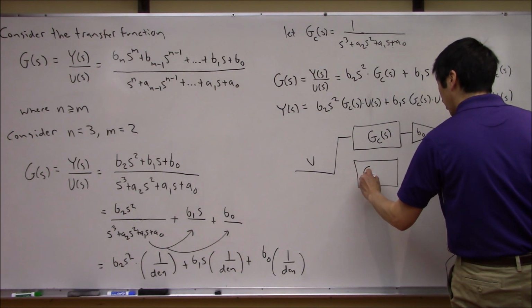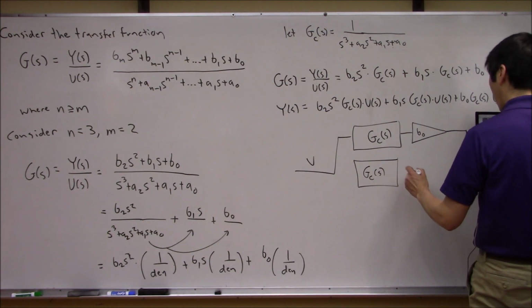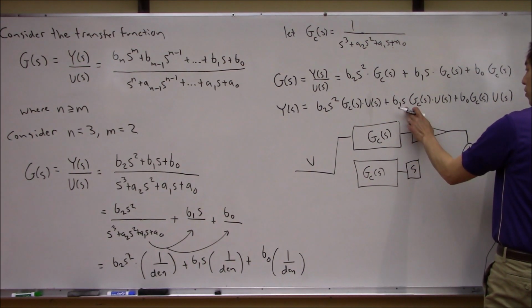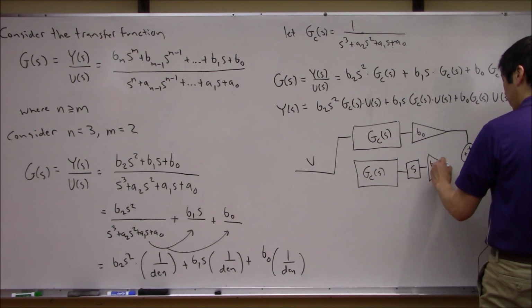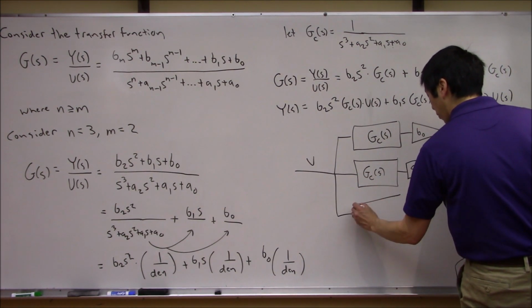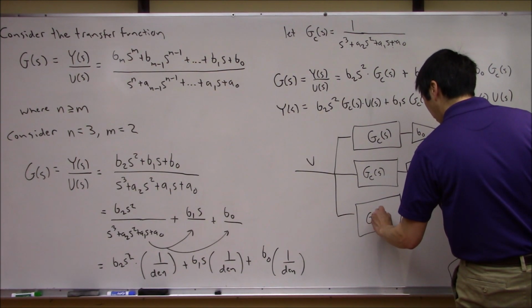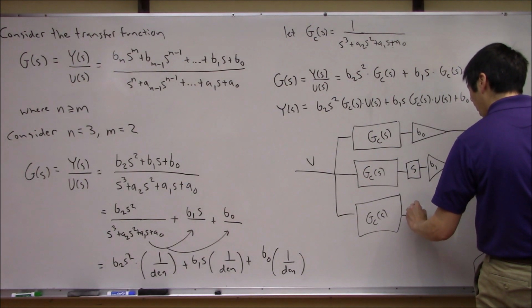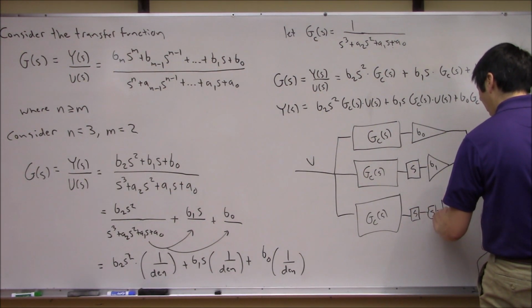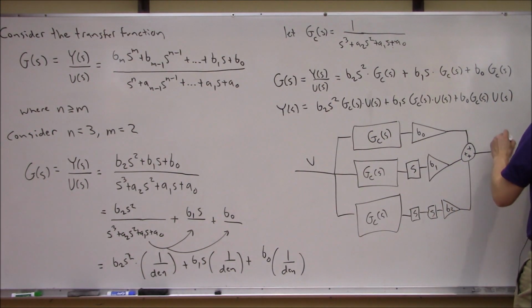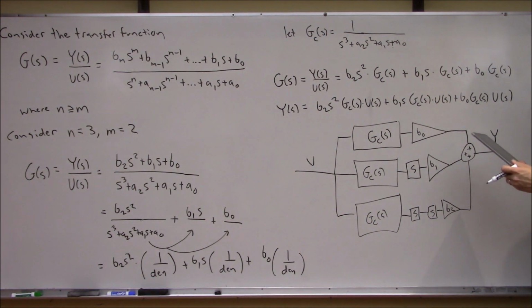I could say GC of S, and let's actually take into account this S here. This is an S, and then hit it with the B1, and that gets added. This goes like this. And then finally, the bottom one, GC of S. Now I've got two S's right here, there's an S squared, so there's an S here and then an S here, and then we hit it with the B2. And now this is the total component Y.